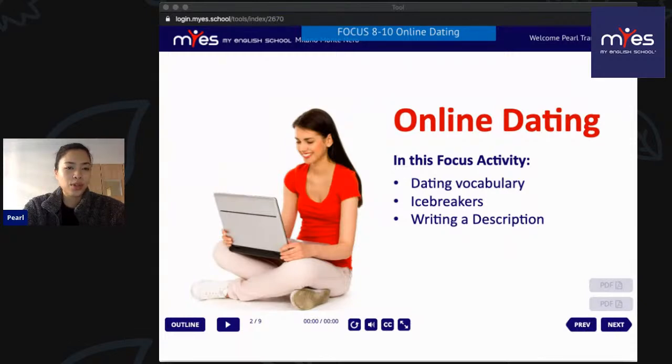Today we are going to do online dating in this focus activity. We're going to be doing dating vocabulary, icebreakers, and writing a description. I think this is a good lesson for this day and age, considering we have so many apps to meet people online, like Tinder or Bumble. I think this would be fun. We could learn a lot of new vocabulary, and maybe you could use some of it.